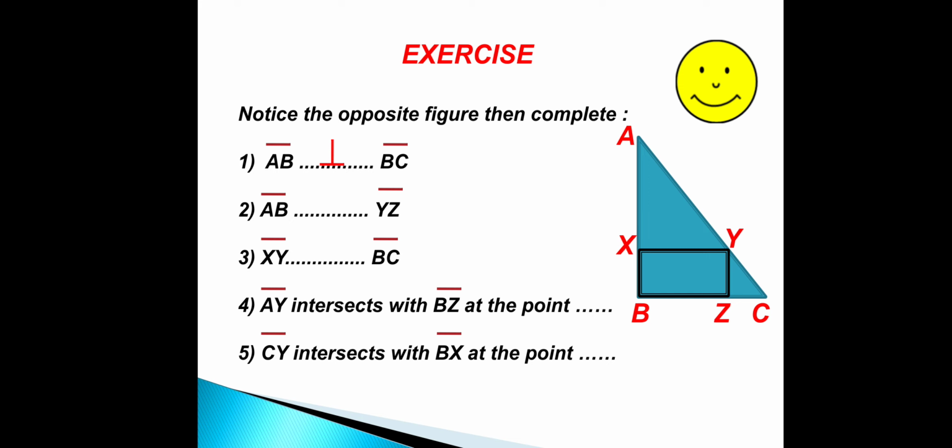The relation between AB and YZ. AB and YZ don't meet in any point. They are called two parallel lines. AB and YZ are two parallel lines.